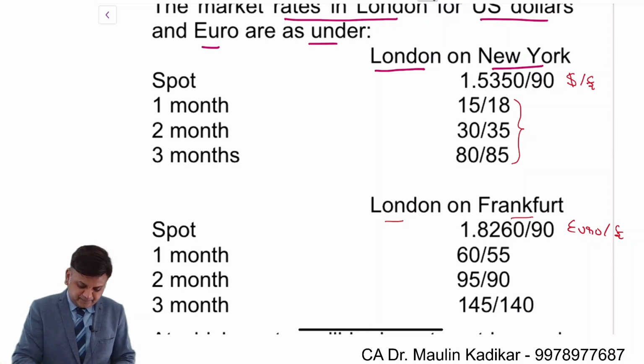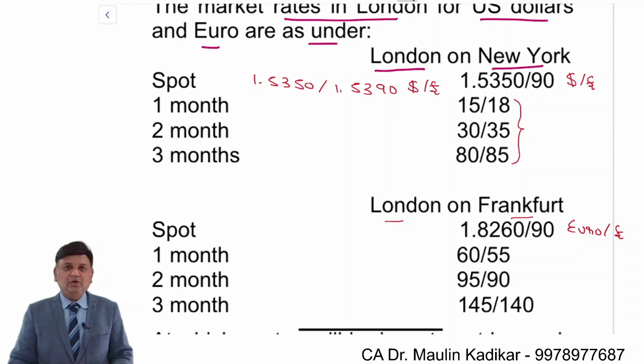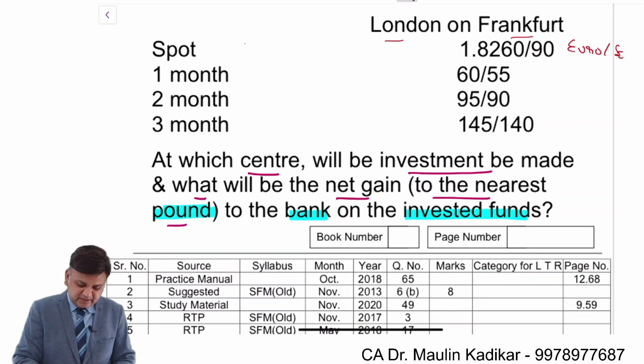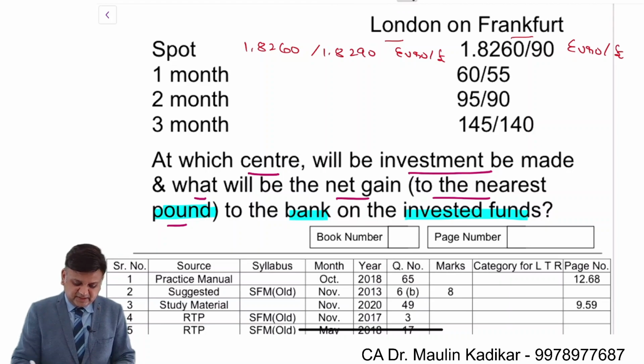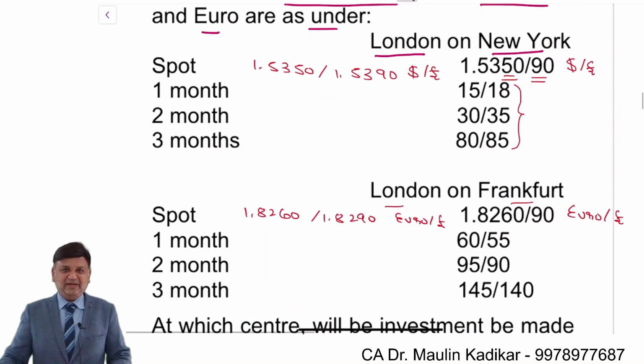Friends, over here we understand that the spot exchange rate is given as 1.5350 slash 1.5390 dollar per pound. Okay, you have to read the exchange rate as 4 numbers. So this 90 is going to replace the 50. Similarly, 1.8260 slash 1.8290 euro per pound. That is the way we are required to read the exchange rates. Fine.